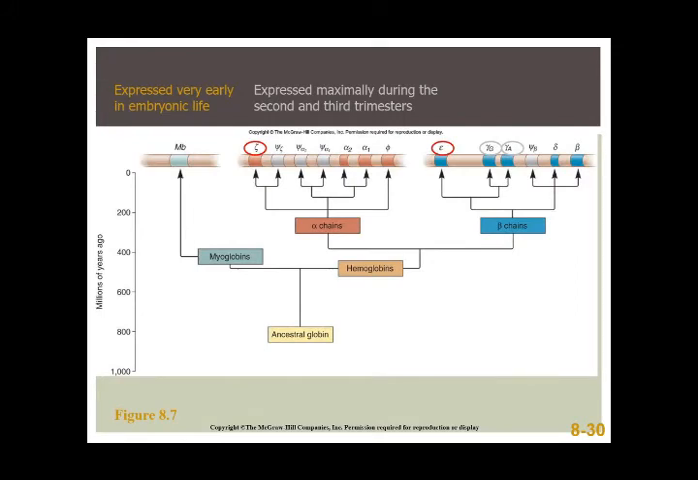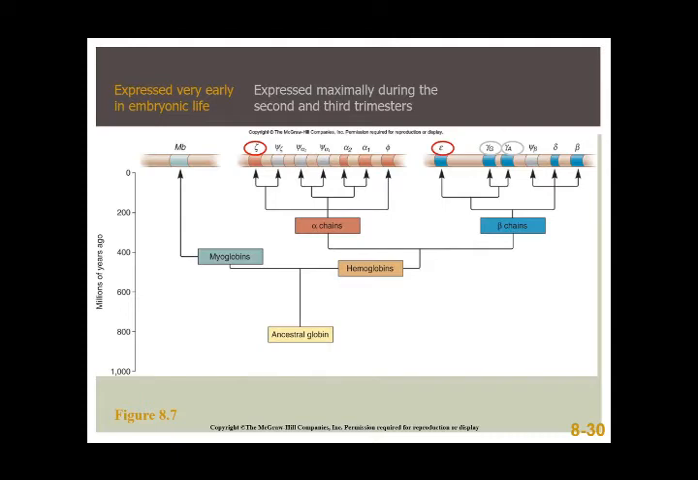So very early in embryonic life, you would have the myoglobin. Okay, all of these come from ancestral globin. So later in life, you would have the alpha chains of the hemoglobins. This is expressed maximally during the second and third trimester. And then you have the beta chains.